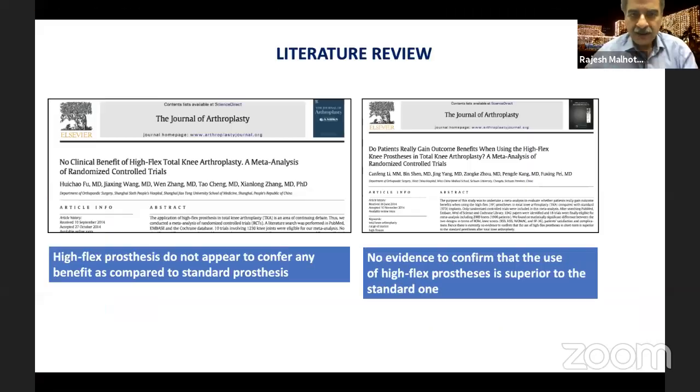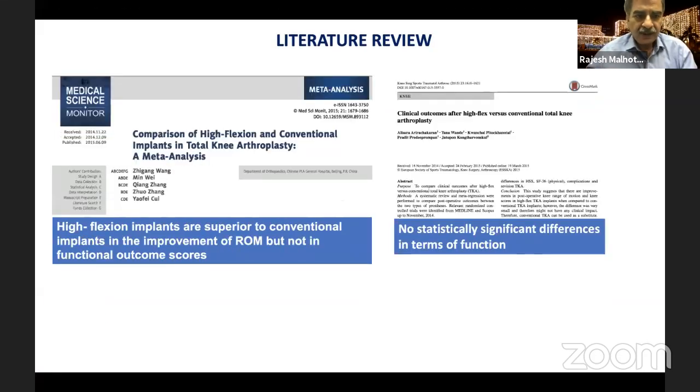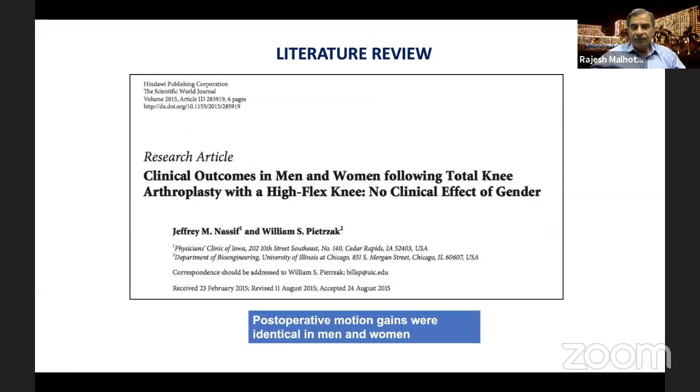So we were talking about the pros and cons. So we go on to the literature review about the high flexion knee, and I said that a good surgeon like Nilan here can give you a very good flexion with the normal implants. So there's very little literature to support that the high flexion knees are really required, and there's some data that it can cause premature loosening of the femur.